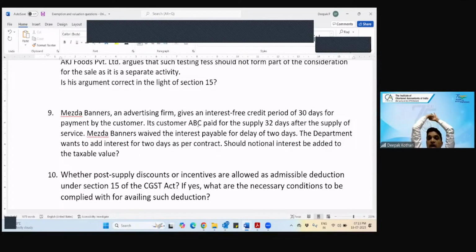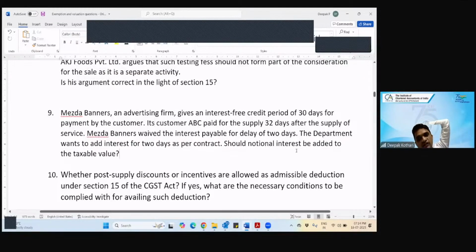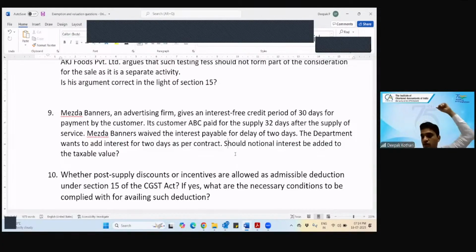The department wants to add interest for the 2 days as per the contract. Because what does the contract say? Anybody who pays after 30 days, you have to charge the interest. Now, in this case, she has waived off this interest, but the department is saying, I will go as per your contract. Your contract says for any delay beyond 30 days, you have to collect interest. You have not collected interest, so I will add it. This will be called notional interest, which will be added to the taxable value. So the question is, you experts, should the notional interest be added to the taxable value or not?